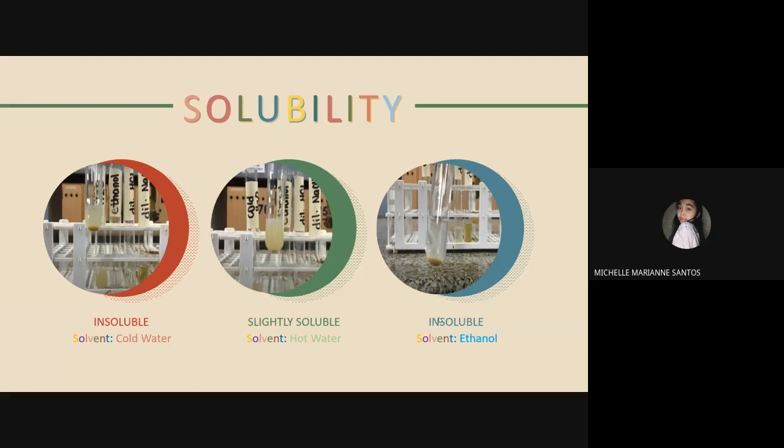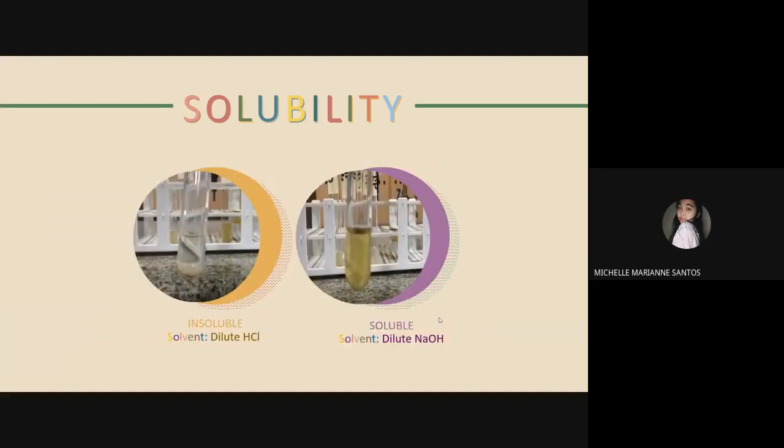The solubility test in the example here is cold water, which is insoluble; hot water, which is slightly soluble; alcohol is insoluble; and the dilute hydrogen chloride is insoluble; and the last one is dilute sodium hydroxide, which is insoluble. For the next slide, Ms. Irene Mundo will discuss about the hydrolysis of RNA in acid.